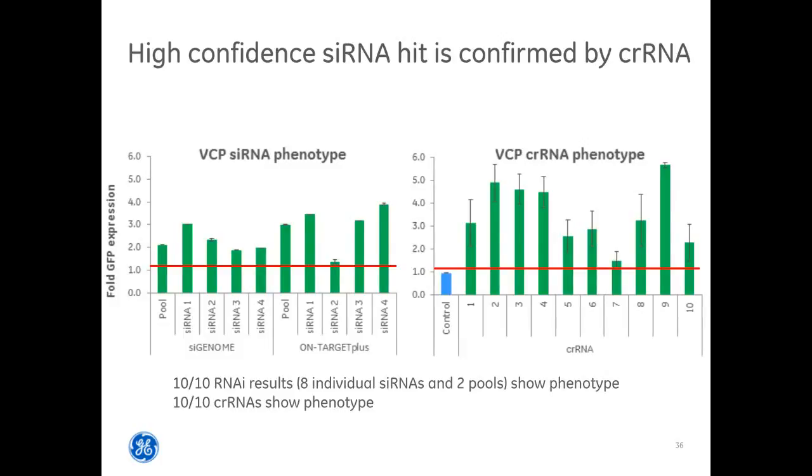So here's an example with one of our known positive control genes, VCP, where on the left, you'll see that for all 10 RNAi reagents that we used, the siGenome SmartPool, the 4 siGenome individuals, the OnTarget Plus SmartPool, and the OnTarget Plus individuals, they all gave a GFP readout above the hit cutoff point, so as expected, a very strong, high confidence hit. This was confirmed then by our CRISPR RNA results, where all 10 gave a similarly strong phenotype.